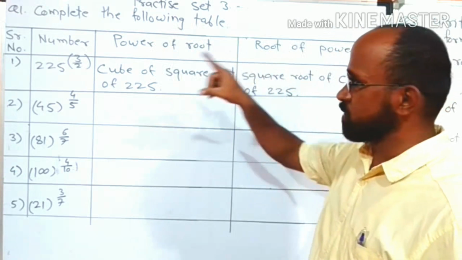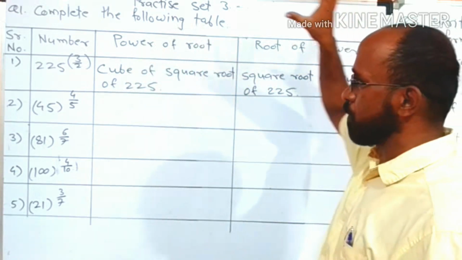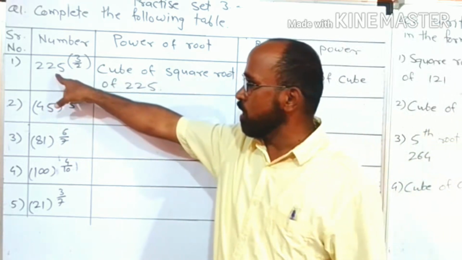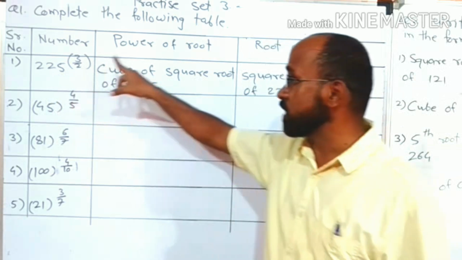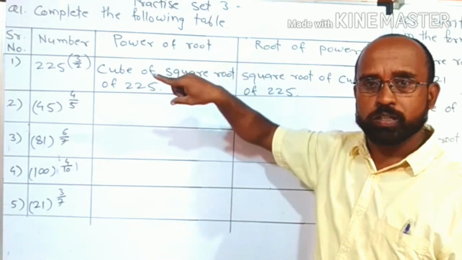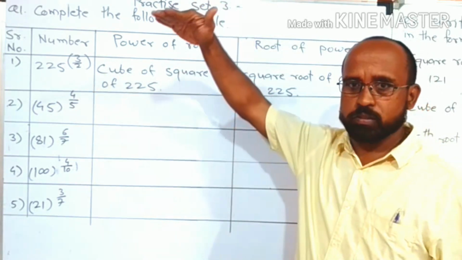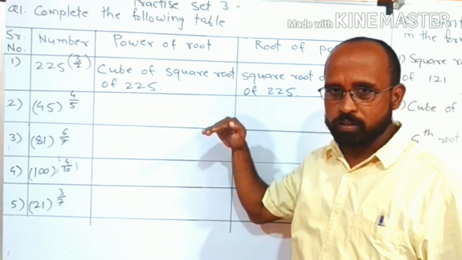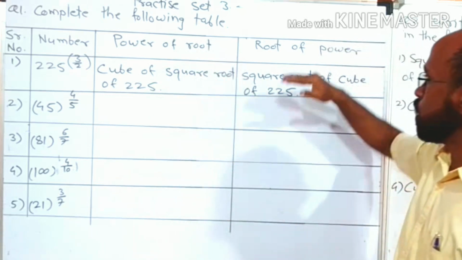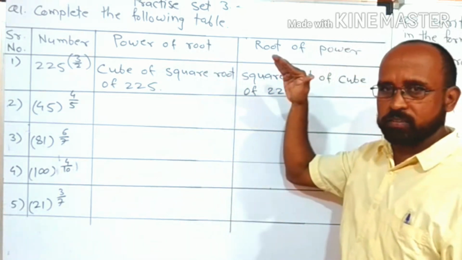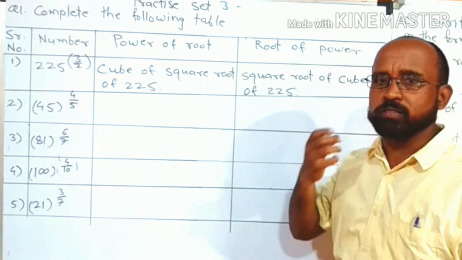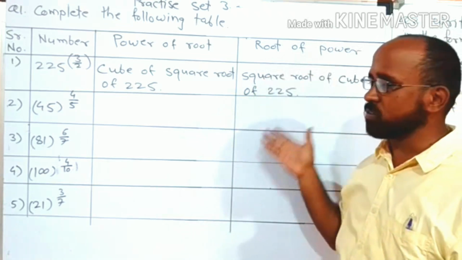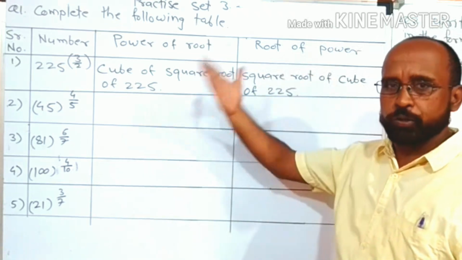Complete the following table. Serial number, power of root, root of power. What is given? One solved example is given. In first column there is number. In second column, power of root. Power always comes in the numerator, in the index, and root comes in the denominator. Root of power, in this case index is in the form of rational number, means in the form of fraction. Root of power, root will come as denominator, power will come as numerator.